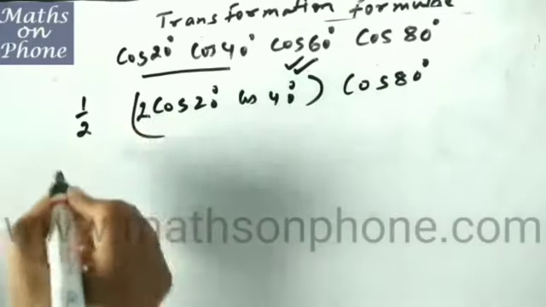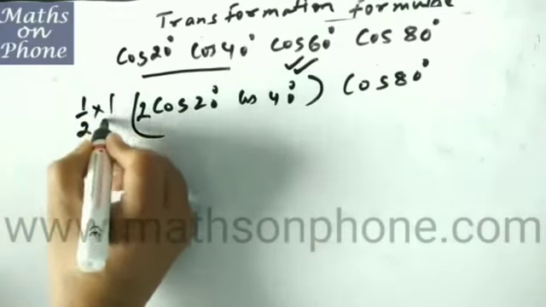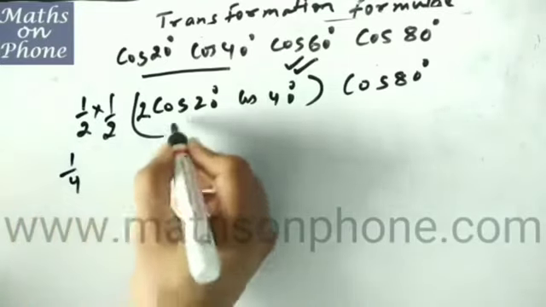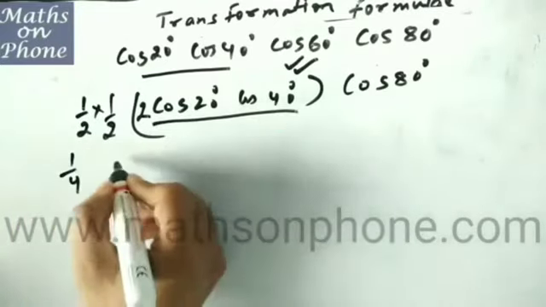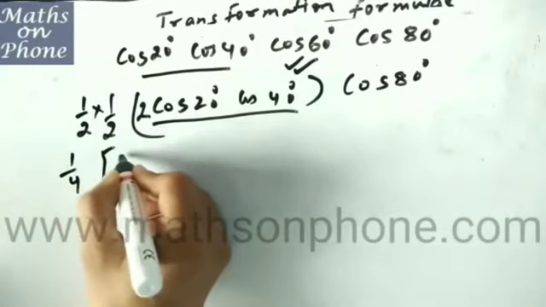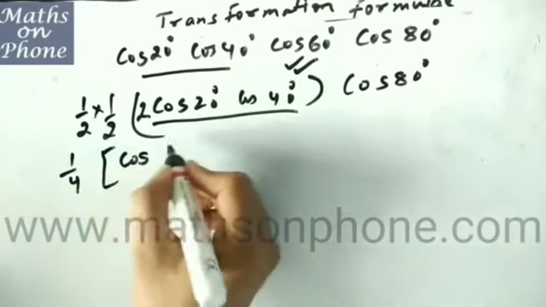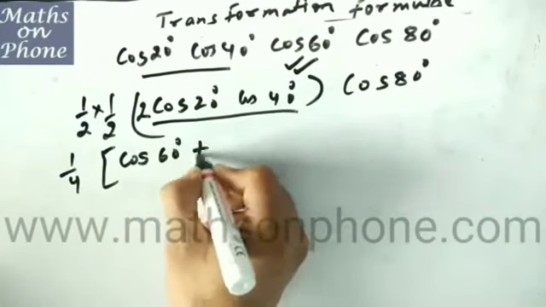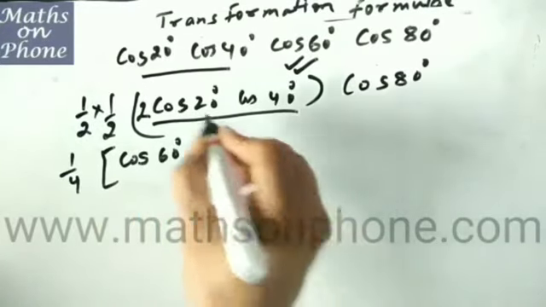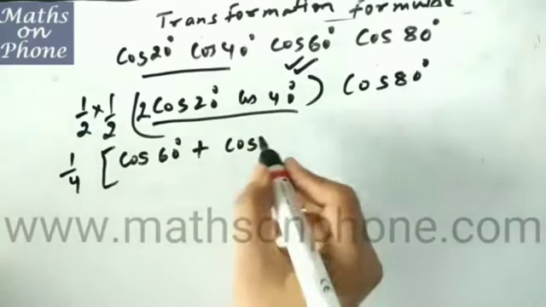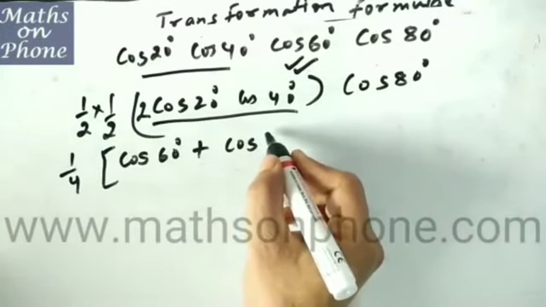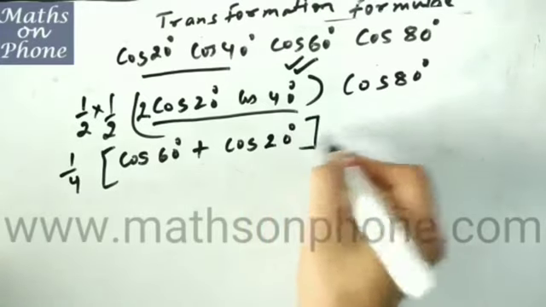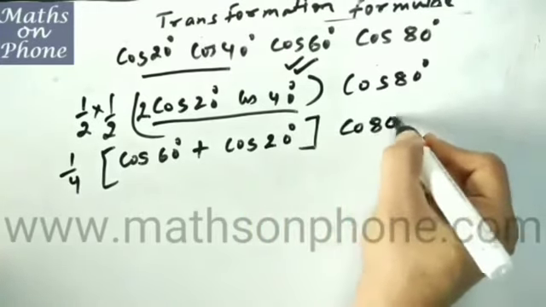So if I multiply by 2, I have to divide it by 2. So ultimately it is coming out to be 1 by 4, and this is 2 cos A into cos B. That will be cos (A plus B), that is cos 60, plus cos (A minus B). 20 minus 40 is minus 20, and cos minus theta is cos theta. So we will just write cos 20 degree into cos 80 degree.